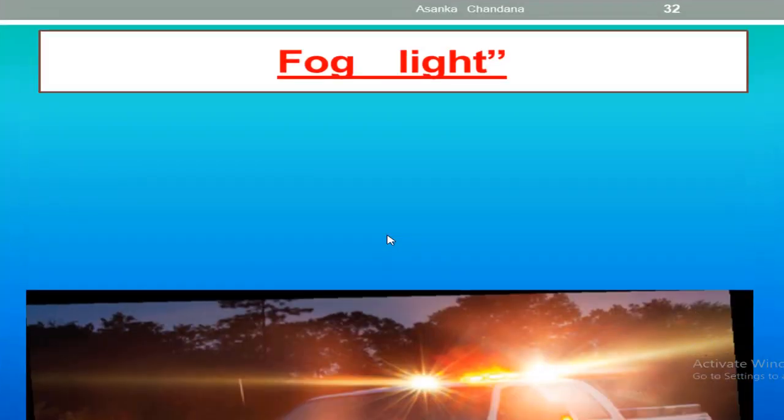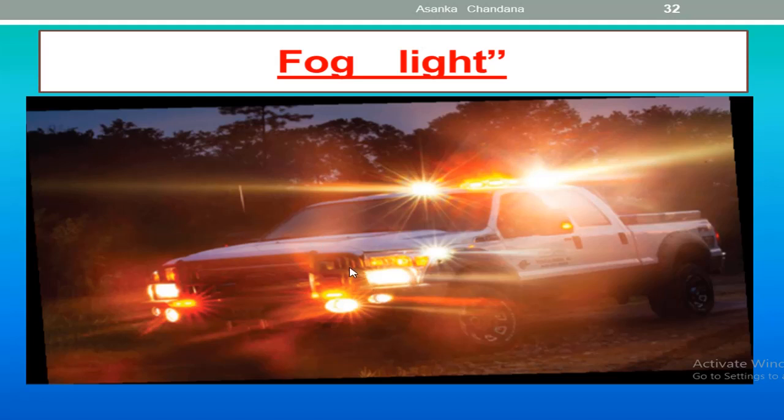Then fog light. This is the fog light. Fog light can be used in misty conditions. During mist, things cannot be seen clearly in the far direction. Therefore, fog light is able to penetrate through the mist. Therefore, fog light is important in misty conditions.